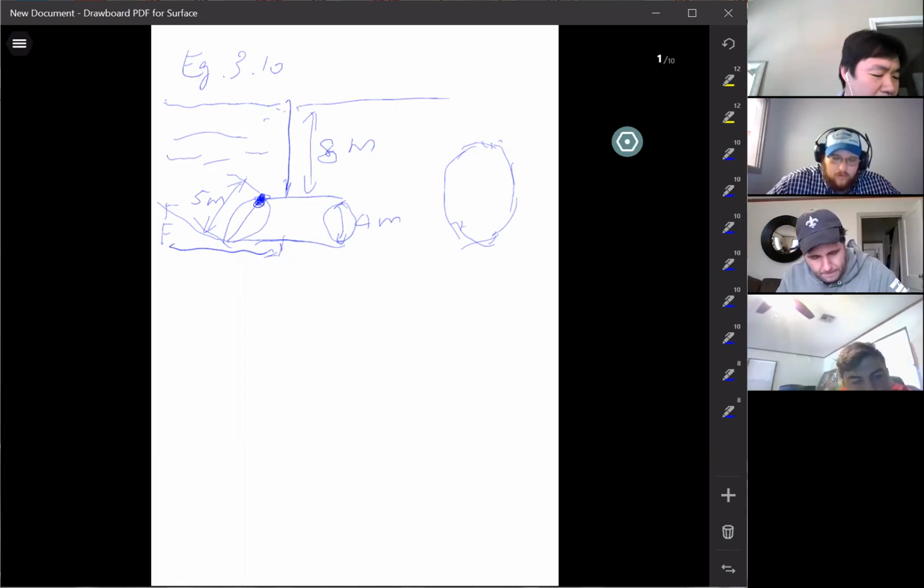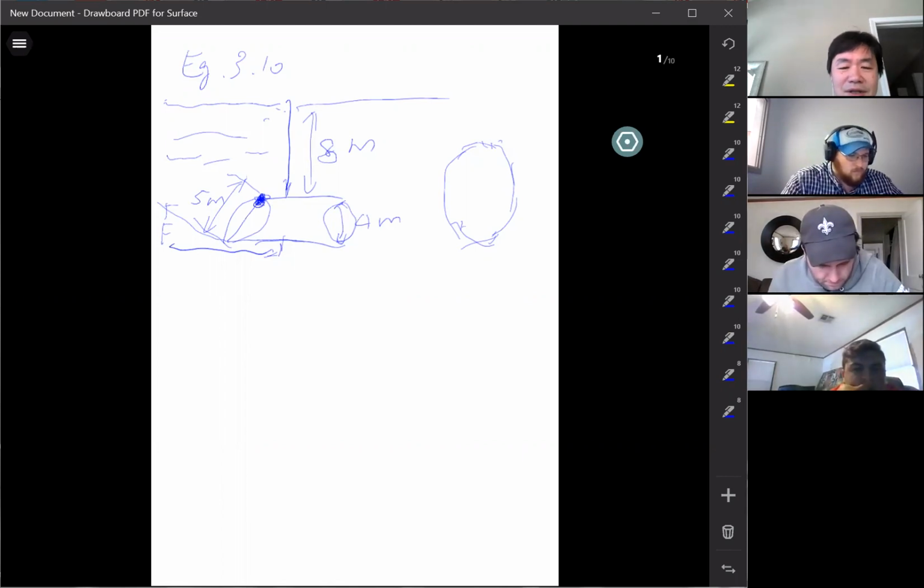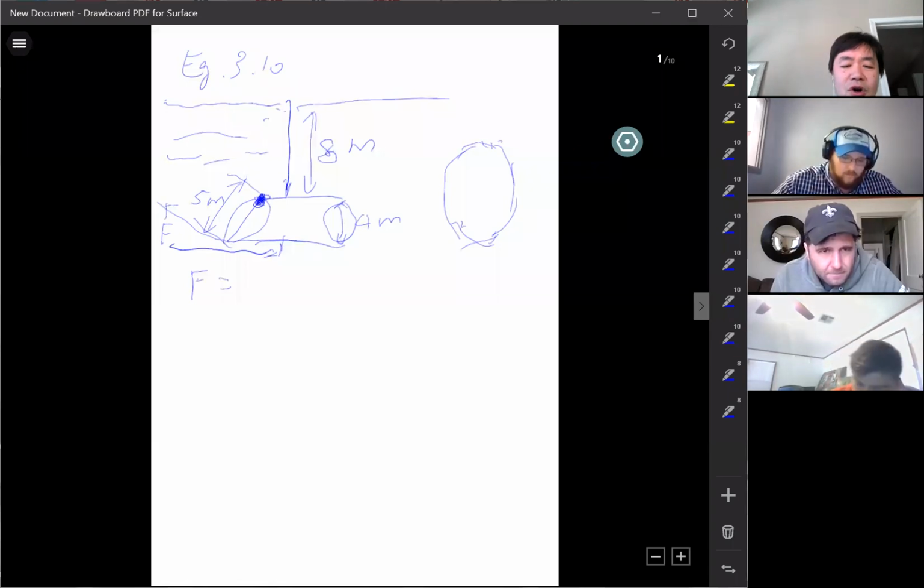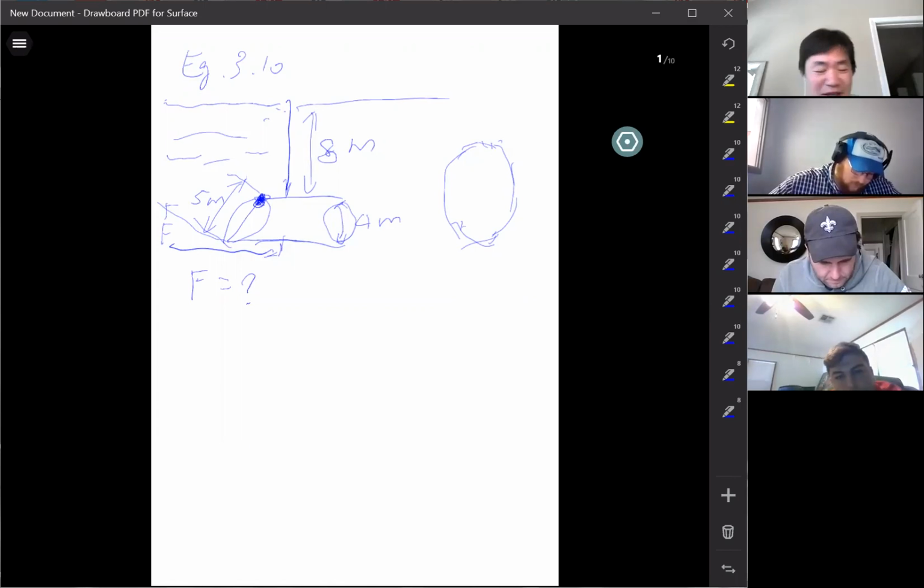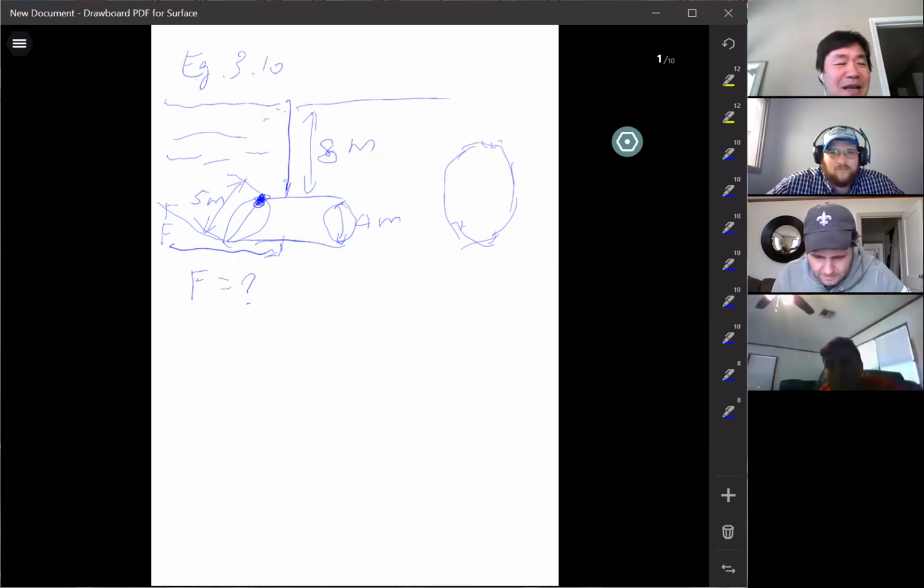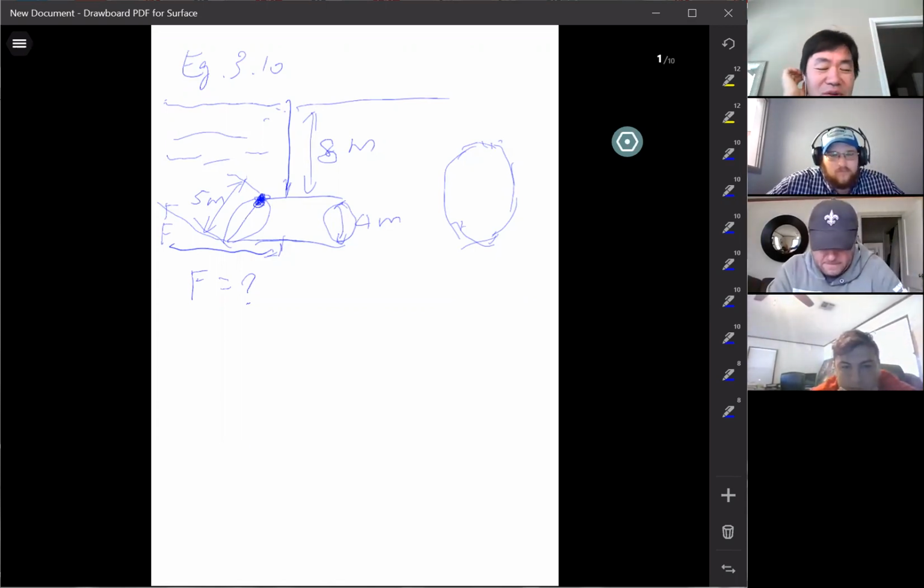So this is the problem. The problem asks you to calculate the force required to open this gate. Very practical problem, right? You need to make sure you're able to open it, so I need to calculate the force. If it turns out to be 3 million pounds, forget about it, I'm not going to open it. That's why as engineers we do some calculation before we actually take the action. So how do we solve this problem? What is the first step?